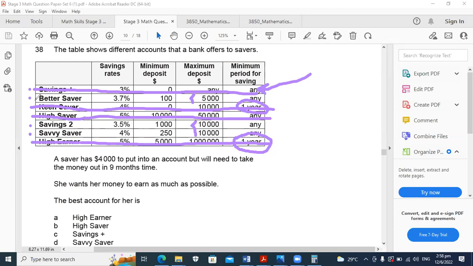Well, there's no better saver up here, so not true in the response, and there's no savings tool in the response. So the only thing there is what? Savvy saver. Because savvy saver and savings tool will yield you the same thing, and it will yield more than a better saver, but the response only has what? Savvy saver. All right. So that's the answer.